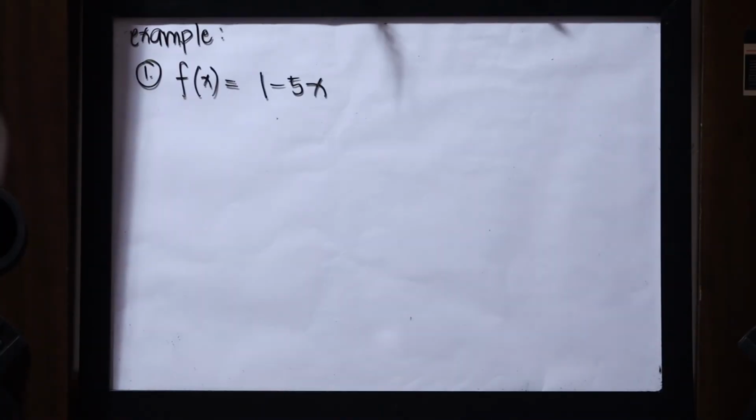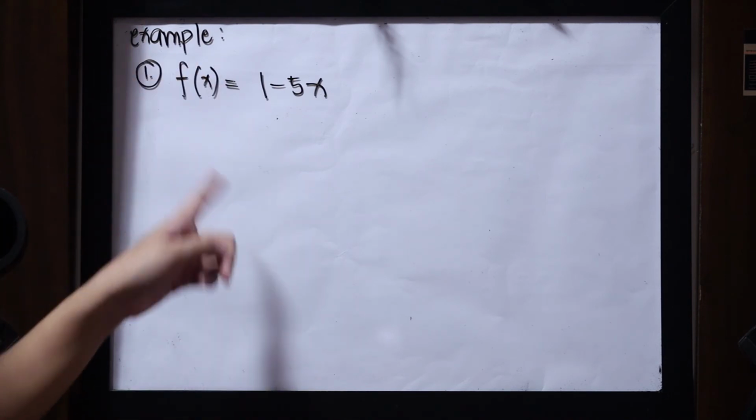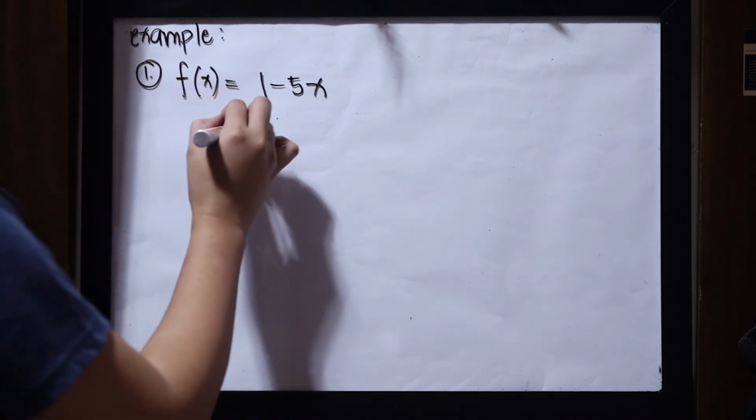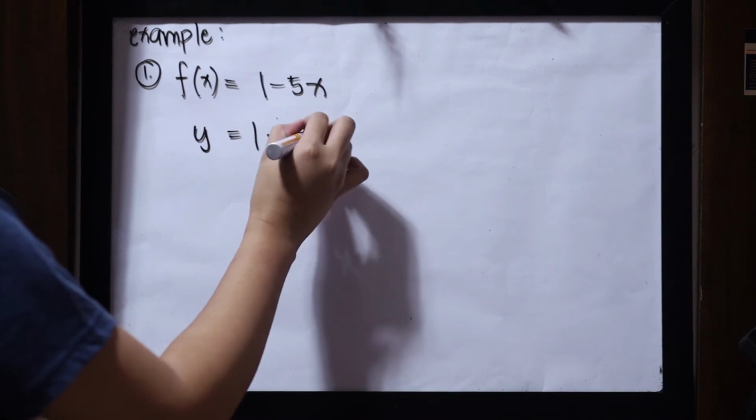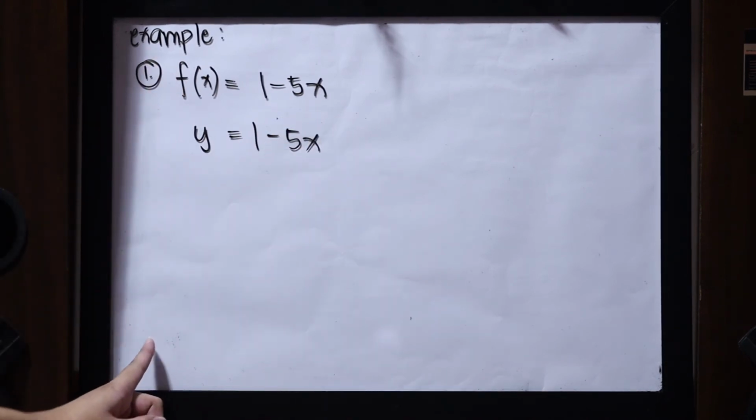So, let's say, the first example is f of x is equal to 1 minus 5x. Again, yung f, pwede naman siyang palitan. Nasanay lang talaga tayo na f yung ginagamit. So, f of x is equal to 1 minus 5x. So, the first thing that you will do is, first, you change f of x to y is equal to 1 minus 5x. Kasi we all know that f of x is equivalent to y. So, that's the first thing.